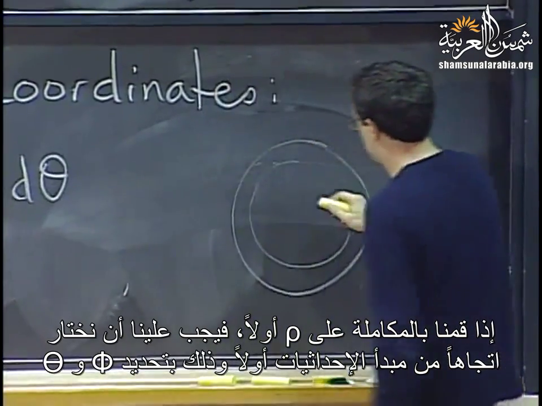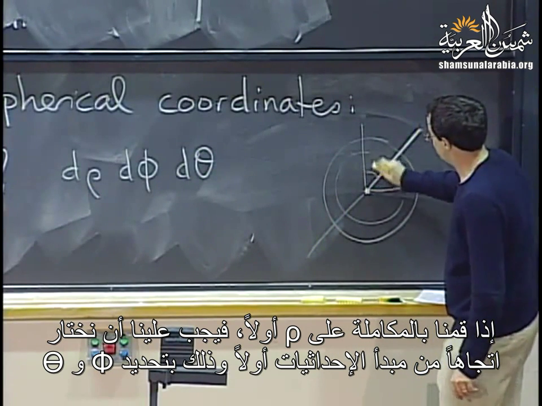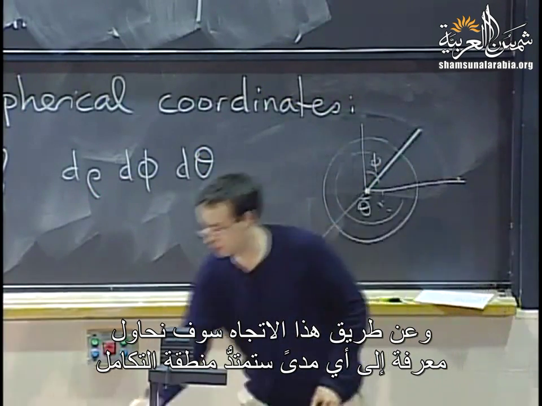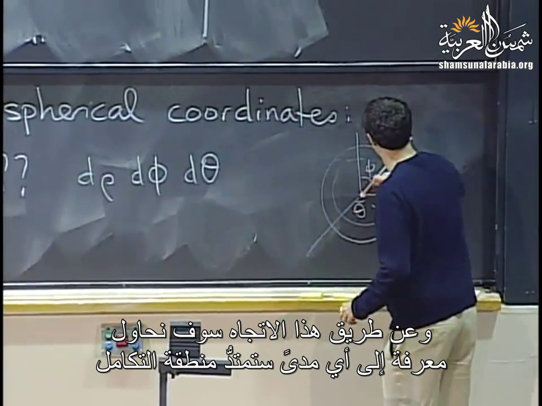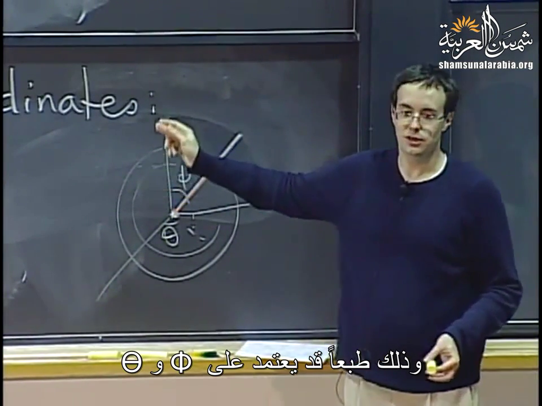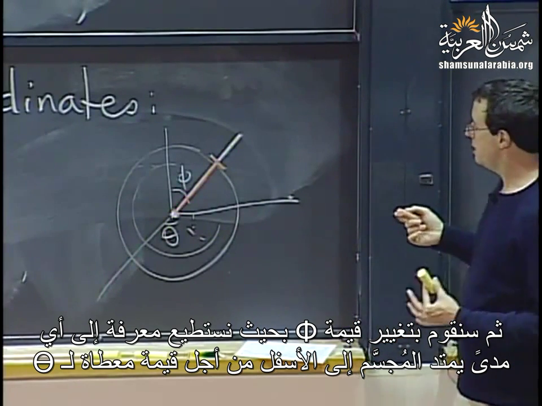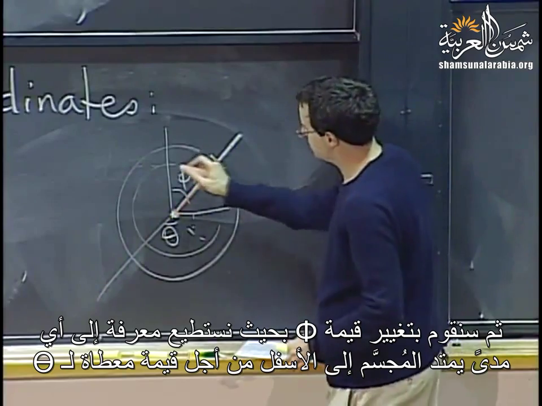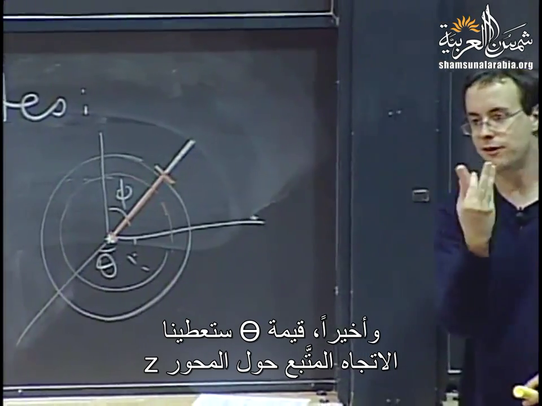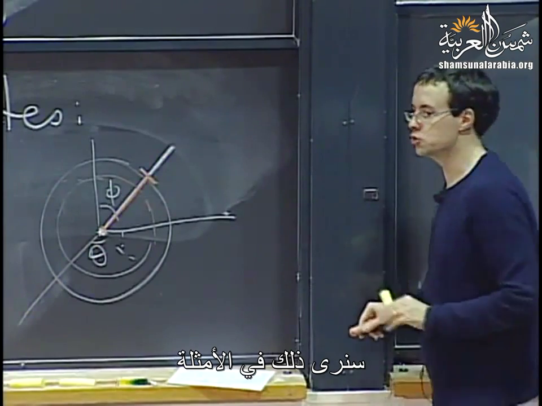So if you first integrate over rho, it means that you will actually choose first a direction from the origin given by phi and theta. And in that direction, you will try to figure out how far your region extends. And of course, how far that goes might depend on phi and theta. Then you will vary phi, so you have to know for a given value of theta how far down your solid extends. And finally, the value of theta will correspond to which directions around the z-axis we go. So we're going to see that on examples.